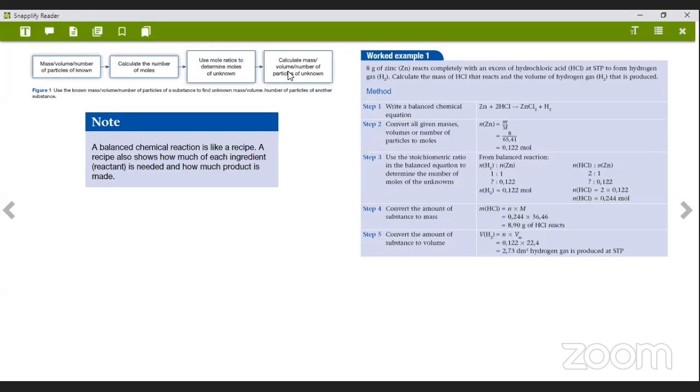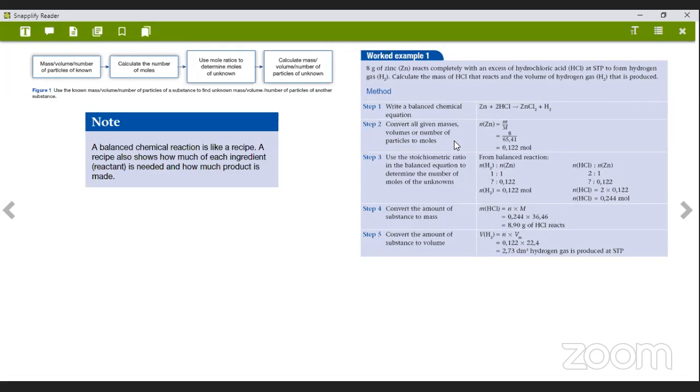Okay, calculate mass, volume, and number of particles of the unknown. Like I said, usually they'll give you something here on the Zn, and what they're looking for is the mass of something else. For example, this one here, they said calculate the mass of HCl. So here they're looking for this mass, and they're also looking for the volume of this one. So it's not going to be the same thing that they're going to ask you from the given. So when you come here, you cannot use the same mass. Okay, and then let's start this problem.